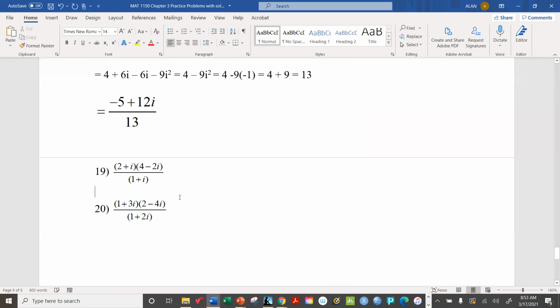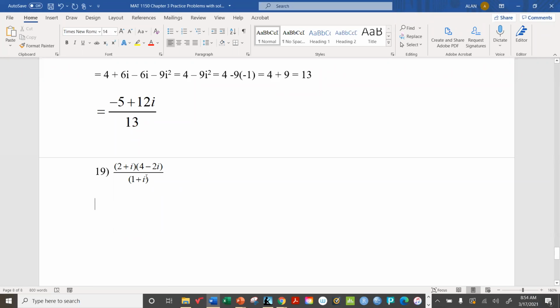Now, this one's a little different because we've got a product in the numerator. What we probably should do before we go any further is multiply out the numerator with FOIL. Okay, so then we can decide what to do next. All right, so let's do this.